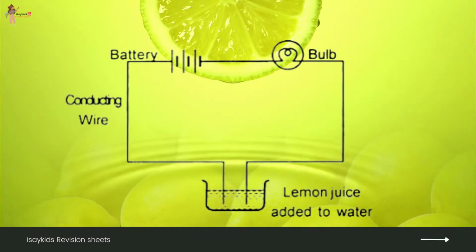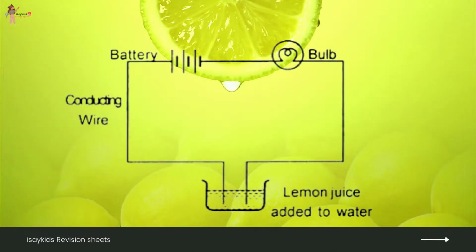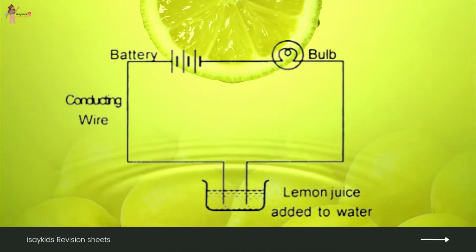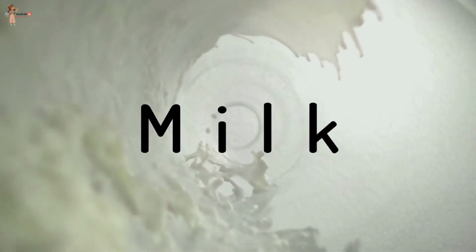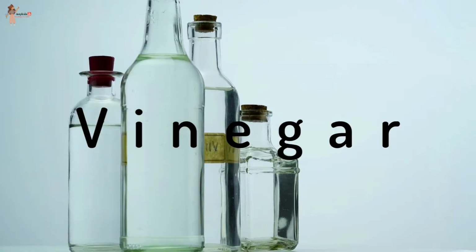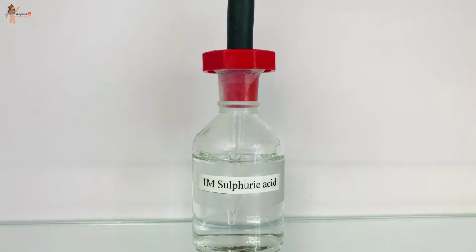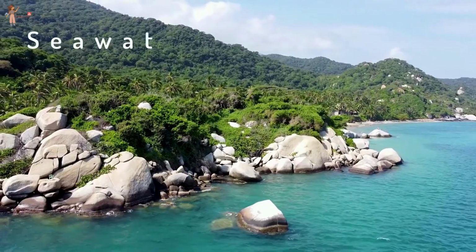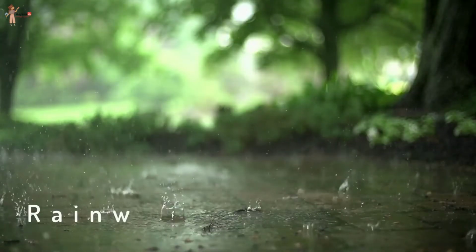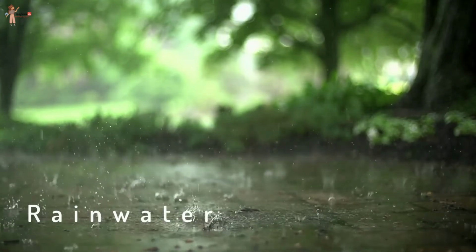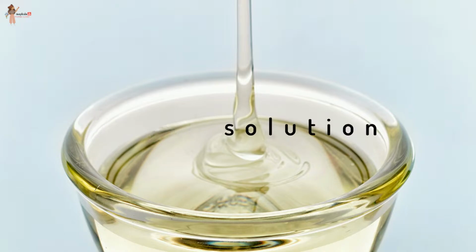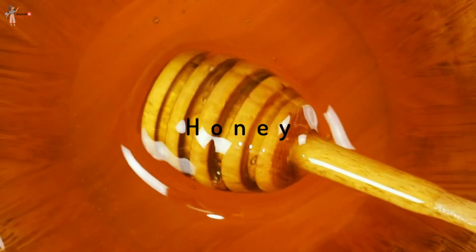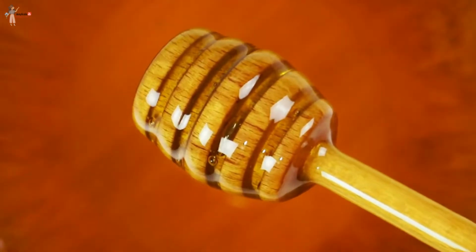When the liquid does not allow the electric current to pass, the circuit of the tester is not complete and hence the bulb does not glow. It simply means the liquid is not conducting. Milk, vinegar, sulfuric acid solution, seawater, and rainwater conduct electricity, whereas sugar solution and honey do not conduct electricity.